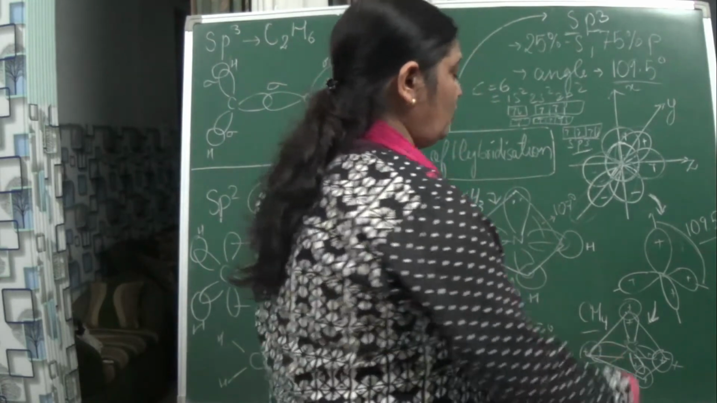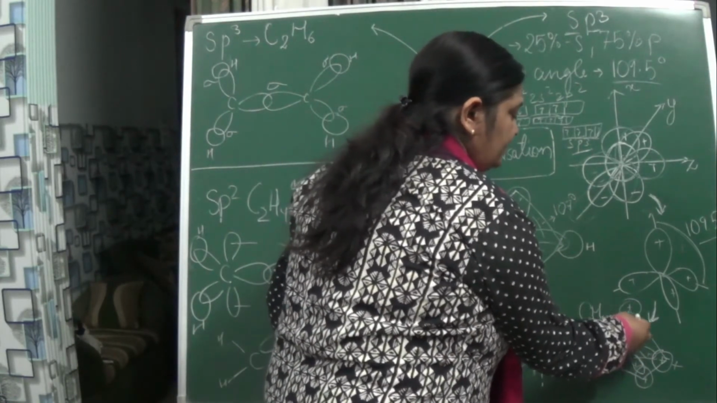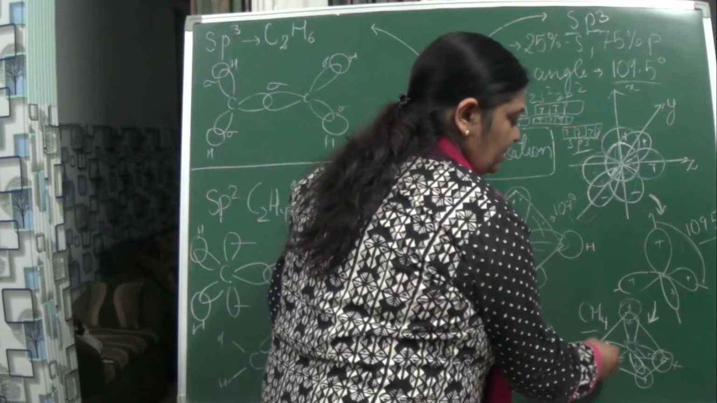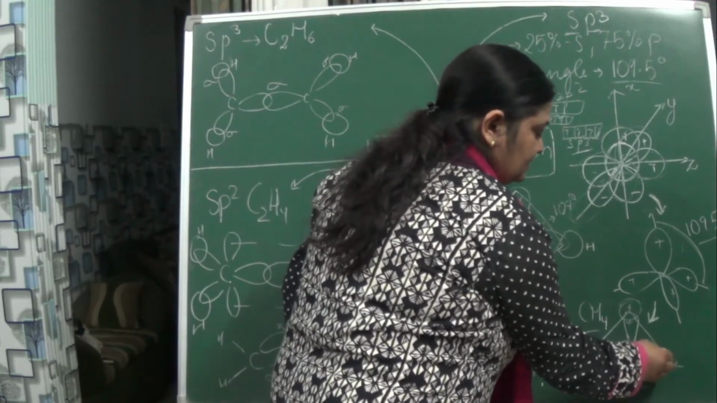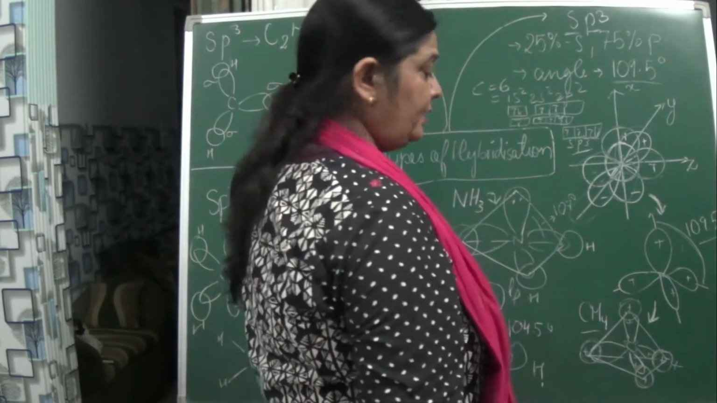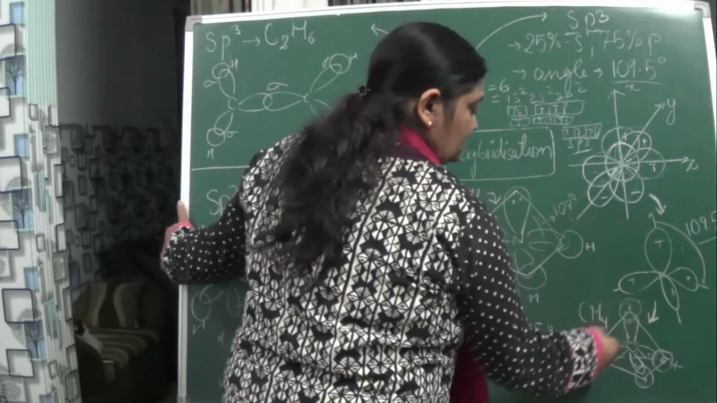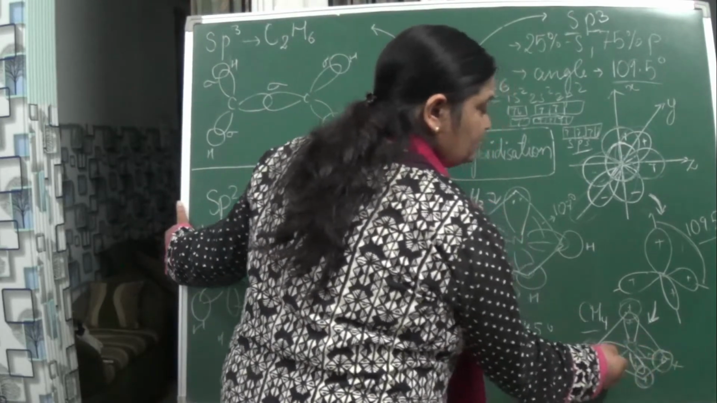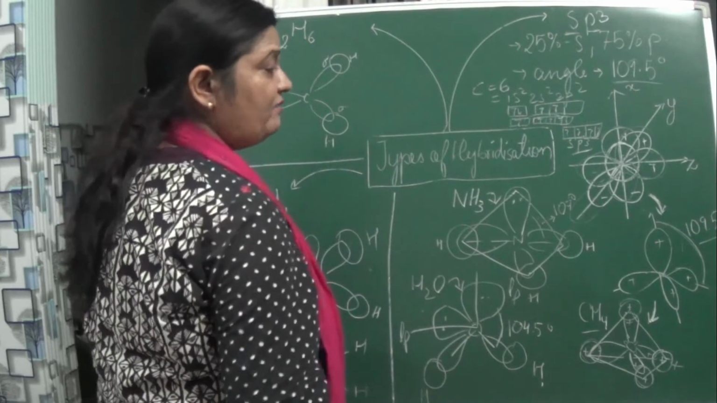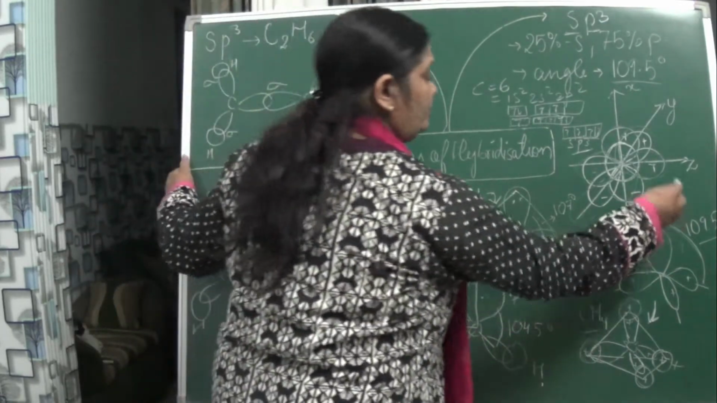So this is for the carbon, but here the hydrogen joins over here. And you can see positive positive overlap. And so the structure now will be a tetrahedral structure, having an angle of 109.5 degrees.